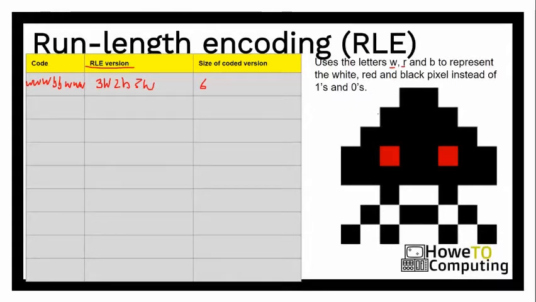So the next one here is WW, 4 blacks, WW. So then it would be 2W, 4 black, 2W. You can see it becomes 6. And this is repeated all the way through to get our encoding. So you can see what it does. It actually reduces the size of our image, because we are taking away this idea of repeated patterns, and that's what run length encoding is all about.